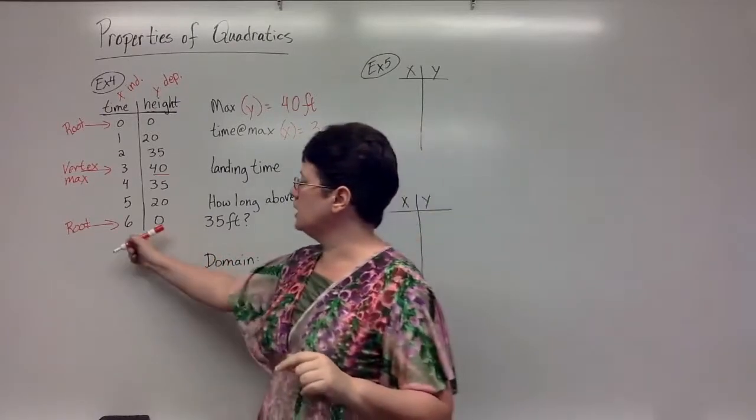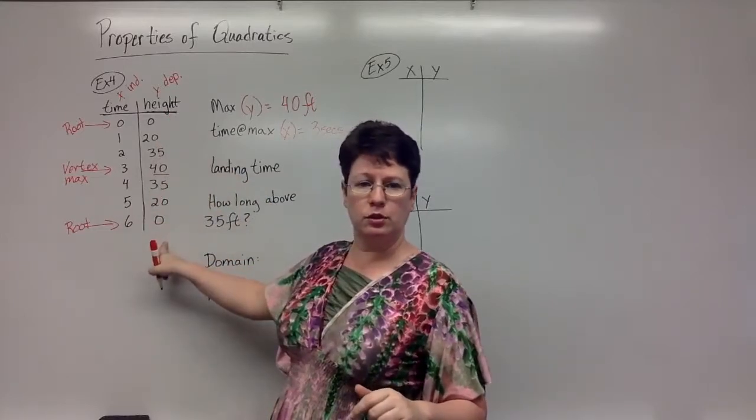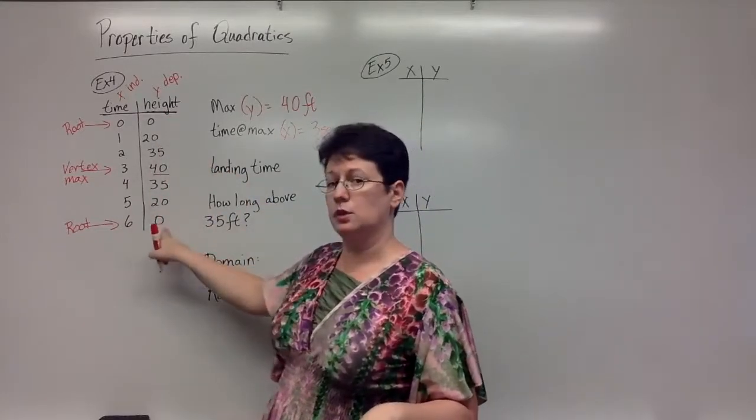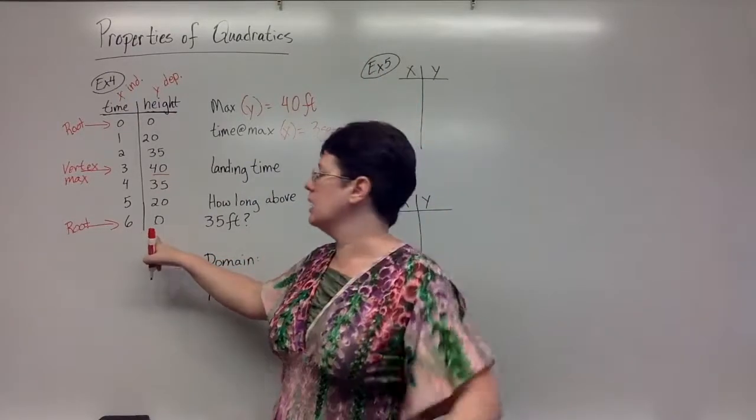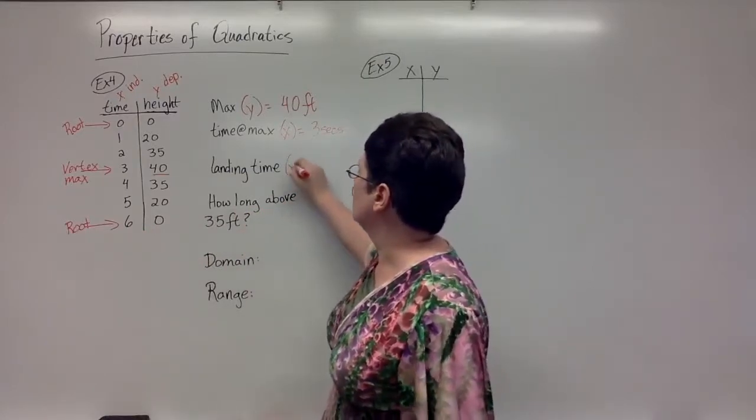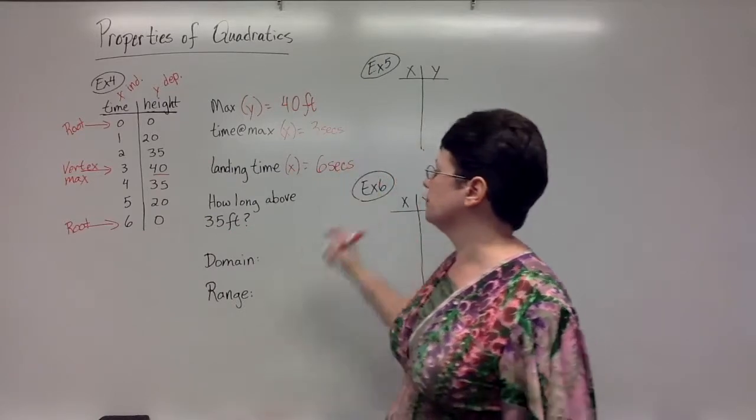Where is my landing? Well, it's going to be either the first one or the last one. Based on time, however, it's going to be the last one. That's my landing. As I've thrown the football, it's got to land. That's the furthest one away. So my landing time, the x value, is 6 seconds.